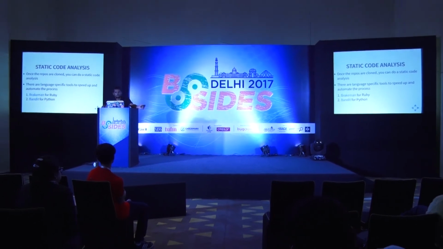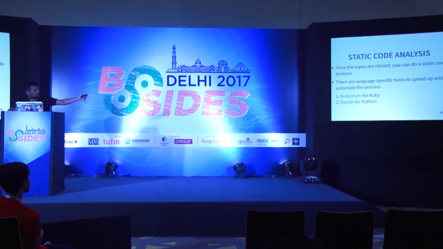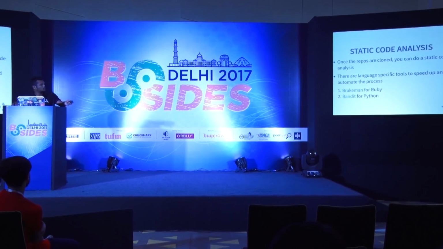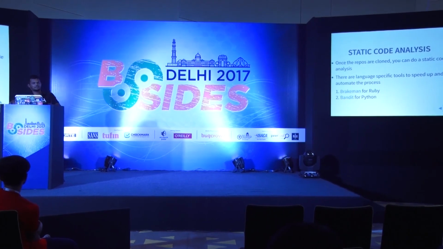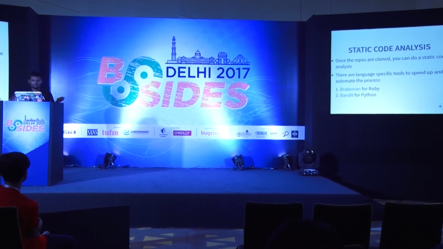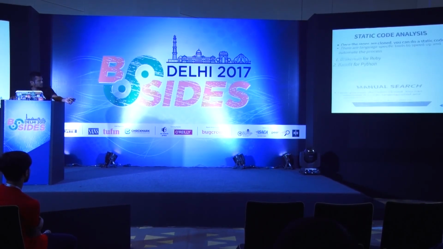And static code analysis. Once you get this code, rather than going through all the code, first you could send it through some automated static code analysis tools, something like Brakeman for Ruby or Bandit for Python. These tools are security linters where they look at code and warn you about basic security problems. So this is very low hanging fruit for bug bounty hunters.